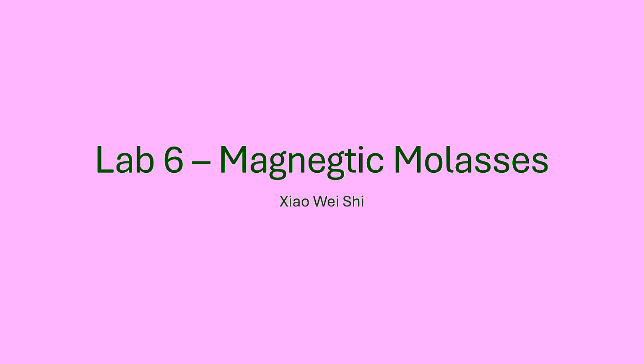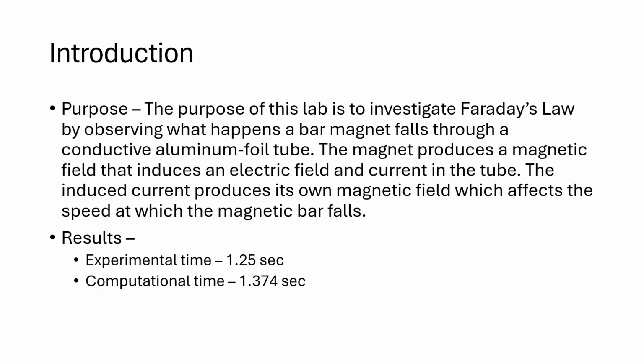This is my lab 6, where we'll be dealing with magnetic molasses. The purpose of this lab is to investigate Faraday's law by observing what happens when a bar magnet falls through a conductive aluminum foil tube. The magnet produces a magnetic field that induces an electric field and current in the tube. The induced current produces its own magnetic field, which affects the speed at which the magnetic bar falls.